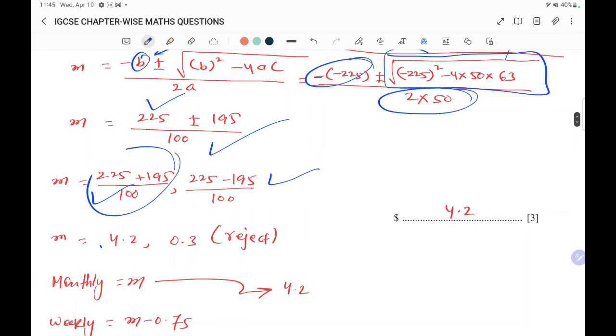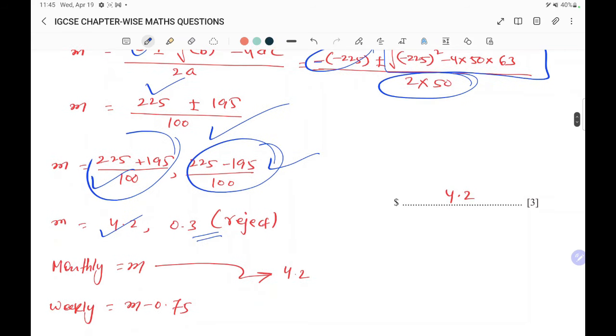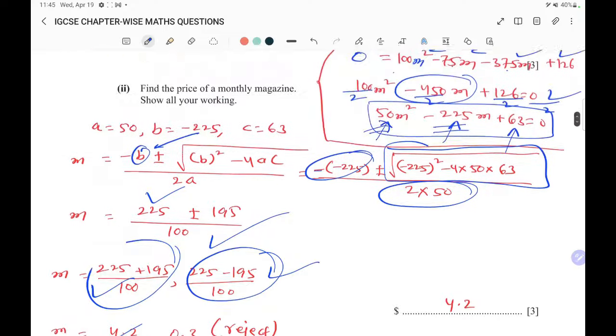When you use the calculator here, you will get 4.2. When you use the calculator over here, you will get 0.3. Now the important point is, why do we have to reject when M is 0.3? Why do we have to reject that? This is a very, very important concept.